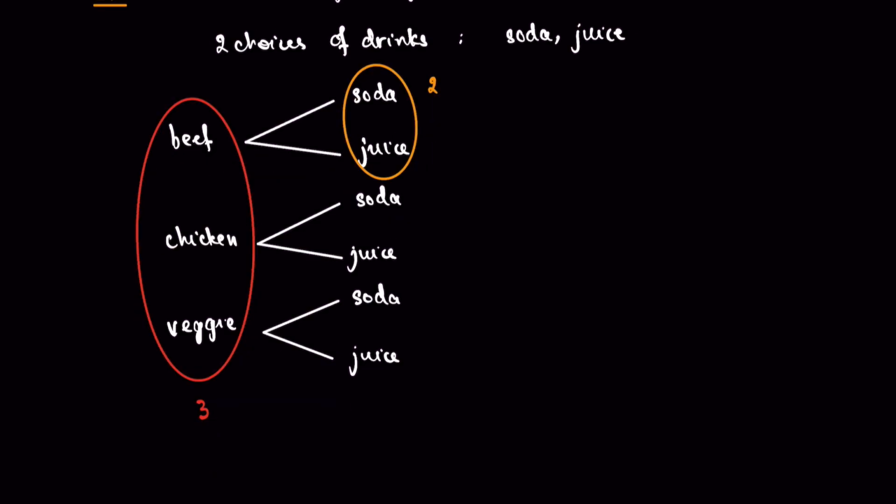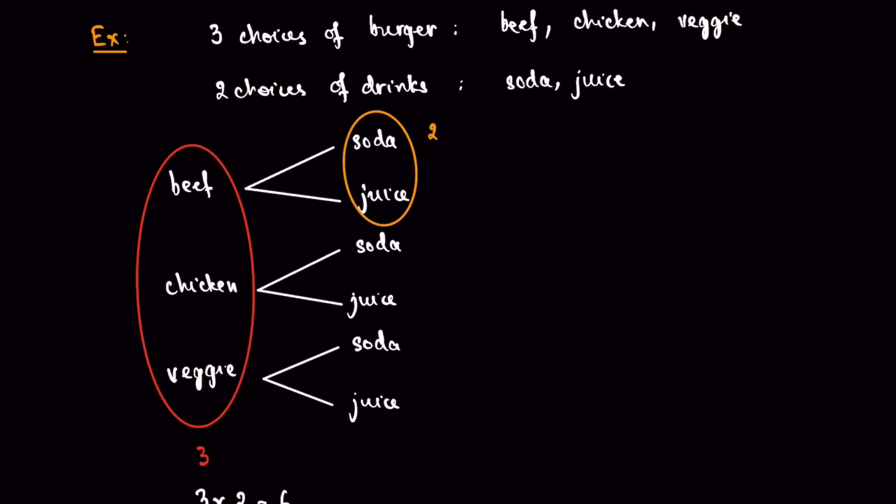And the number of possibilities for event A and event B is going to be 3 times 2 equal to 6. So there are 6 possible meals from this list. Right? So again, the first choice should be either beef burger, chicken burger, or veggie burger. And for each burger choice, there are 2 possible drink choices.